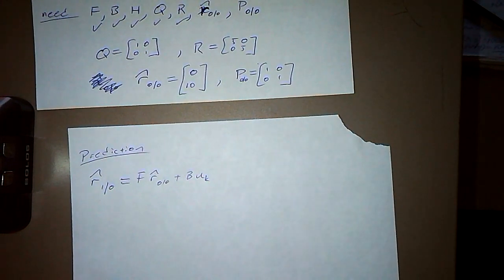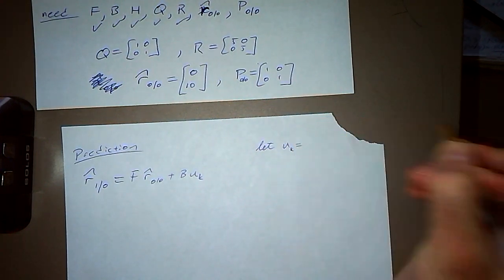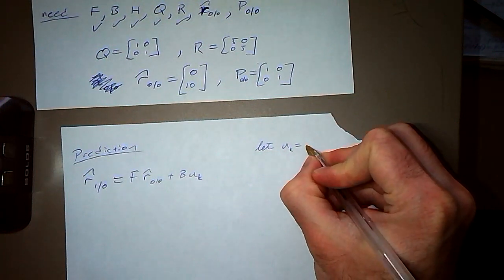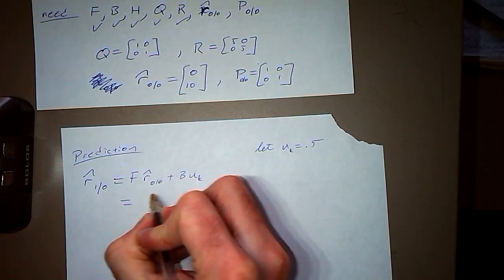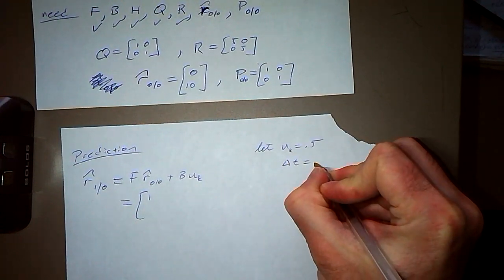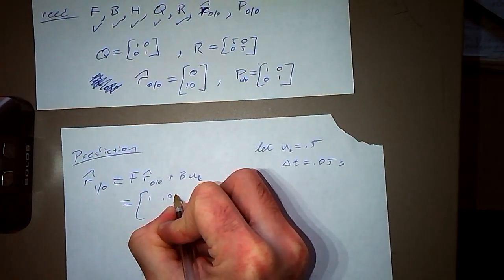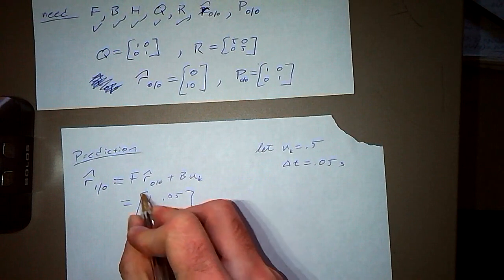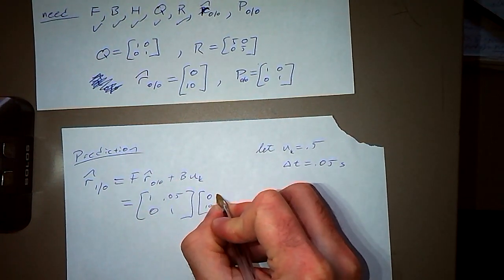And we could just say, for example, let U of K equal 0.5. So we'll say there's a constant acceleration force going on in this example. Okay, so this is equal to 1, oh, and then delta T, we could say that's 0.05 seconds. So 1, 0.05, 0, 1. So there's our matrix F. And then now our previous state estimate, so 0 and 10.